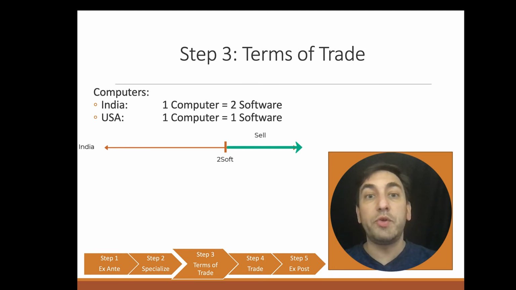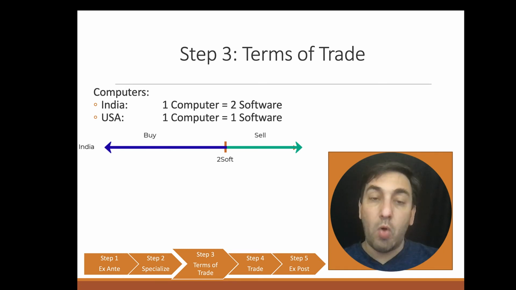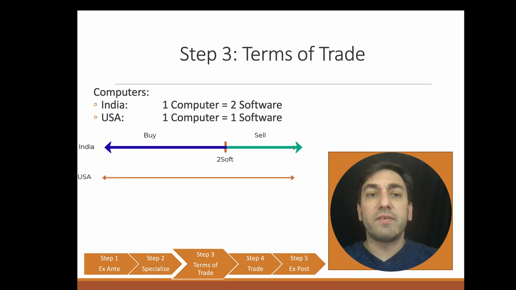It costs them 2 units. If I was offering 10 software, they could make a profit. However, if someone could come in here and offer them a computer for less than 2 software, they would rather buy it than make it on their own. United States: their opportunity cost, each computer costs 1 software. Buy low, sell high. If there's anyone willing to offer a computer at less than 1 software, it makes more sense for the United States to buy it rather than make it themselves. If anyone wants to buy it for more than 1 software, they can make a profit.